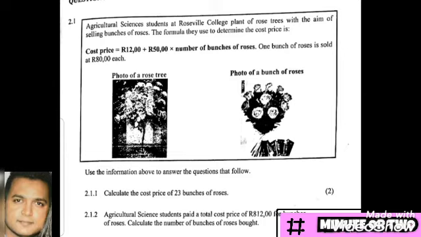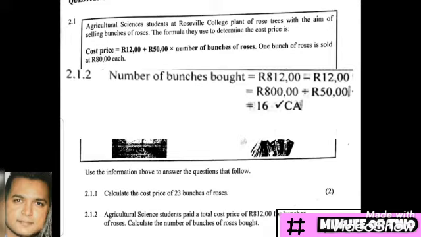2.1.2, agricultural science students paid a total cost price of 812 Rand for bunches of roses. Calculate the number of bunches of roses bought. So with this question as well, the focus is on the cost price. So in this case, they are giving us the total value of the cost price and they want us to work backwards. So we need to work out the number of bunches of roses.